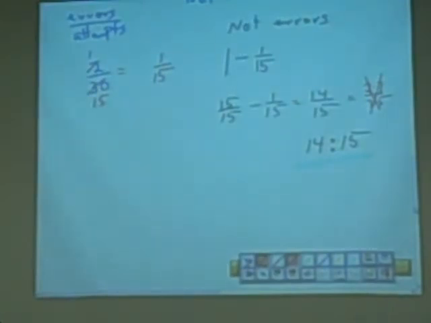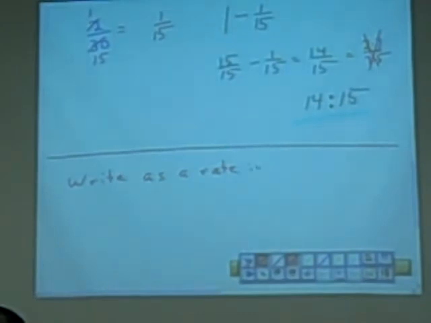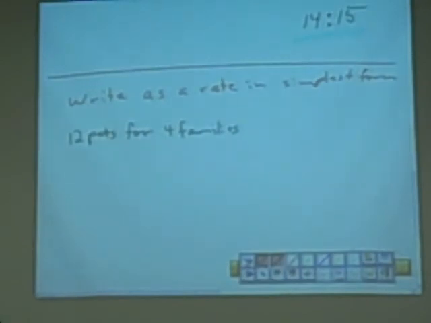Let's say that we want to write something as a rate in simplest form. Okay, so if we have, for example, let's say we have 12 pets for 4 families. Okay, this would be what over what? 12 over 4. Yeah, it'd be pets over families.